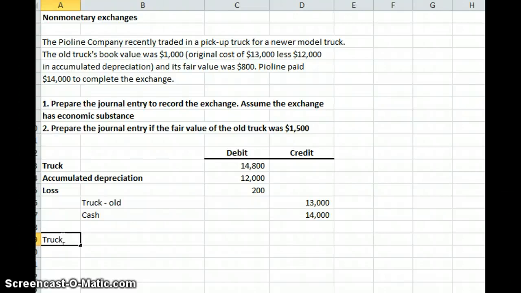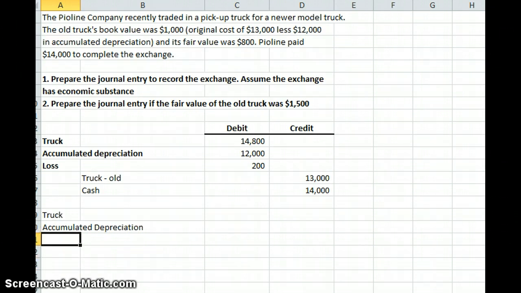So let's take a look and let's do the same thing. We're going to have our new truck, we're going to have accumulated depreciation. We are going to also need to credit our cash again, and we're also going to have to get rid of our truck, our old one. Okay, so let's write off that truck first. So again, it's going to be $13,000, just like before. Our accumulated depreciation didn't change, so we're going to clear that out by debiting accumulated depreciation for $12,000. We still paid cash of $14,000.